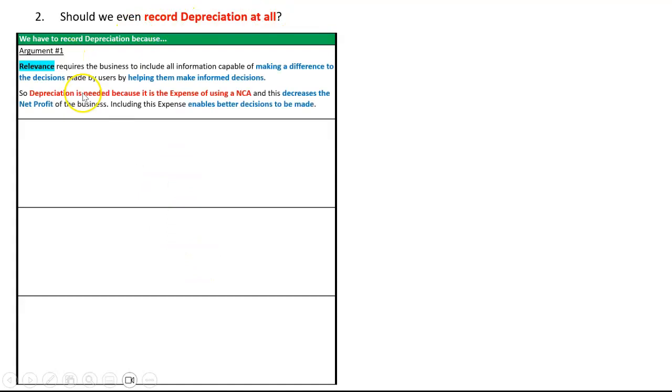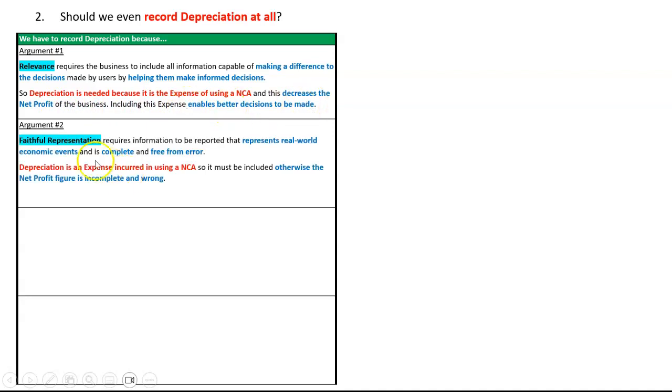So what we want to do is consider a for and against, a good discuss question. Should we even record depreciation at all? We'll have 4 arguments for. Argument number 1 would be relevance. We need to charge it because we need all information capable of making a difference to our decisions. So what's depreciation got to do with that? We need depreciation because it's the expense of using the non-current asset, and it decreases net profit because we just said it's an expense, and then we can calculate a much better, more accurate net profit, and then we can make better decisions.